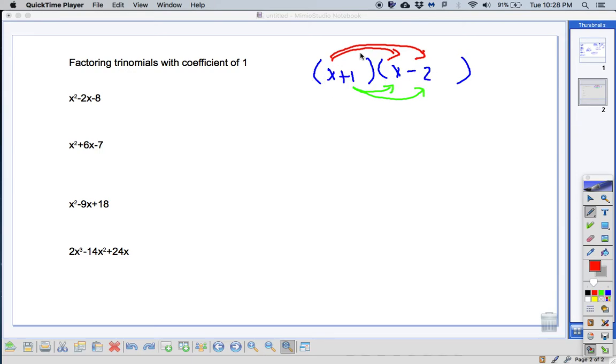So for the red, we have x times x, which is x squared, and x times negative 2, which is negative 2x. And now we're going to go back and do the green. So we get 1 times x is x, and 1 times negative 2 is negative 2. And now we're going to combine like terms, and these are the only terms that are alike. X squared is not alike, so you get x squared, minus 2 plus 1 is minus 1, so I have minus x minus 2. And that's what we look like over here.